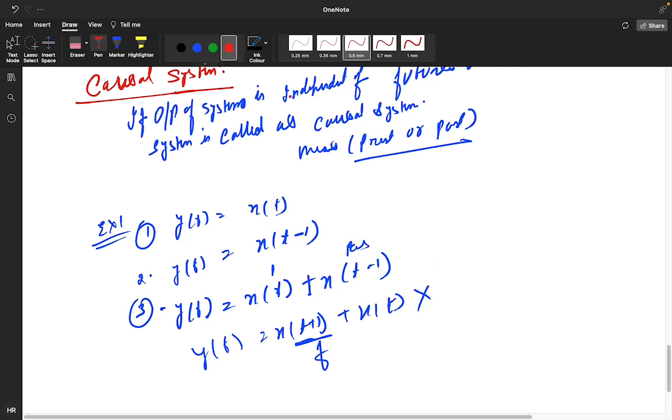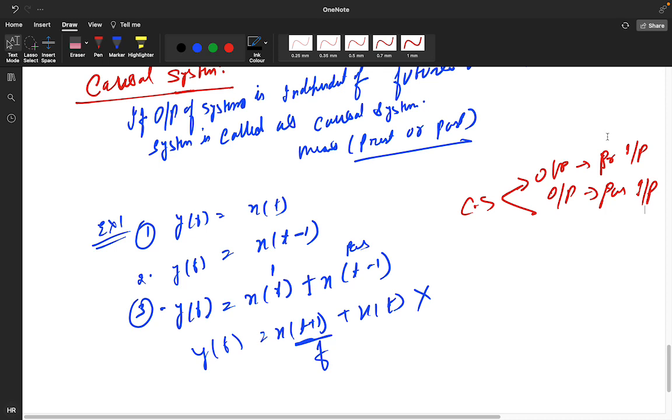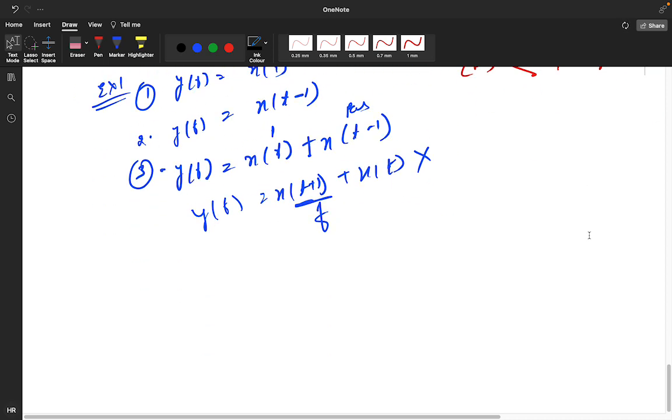So what is the conclusion? In a causal system, your output can depend on the present input, or the output can depend on the past input, and both present and past.